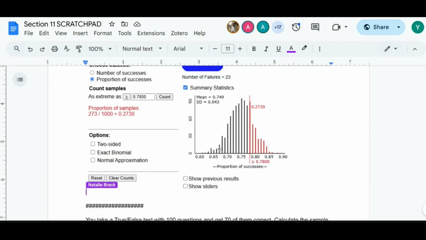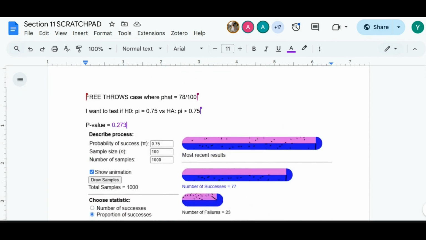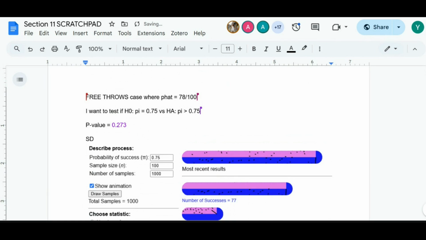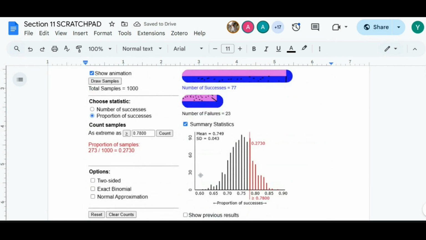Thank you. Do you see, that was very fast. Do you see SD equals 0.043? Okay, this number is very important. And I'm going to type it here. We will record the SD here. You know SDs are measures of spread. The SD is the SD of the null distribution. What is the null distribution? It is these dots, the spread of these dots.